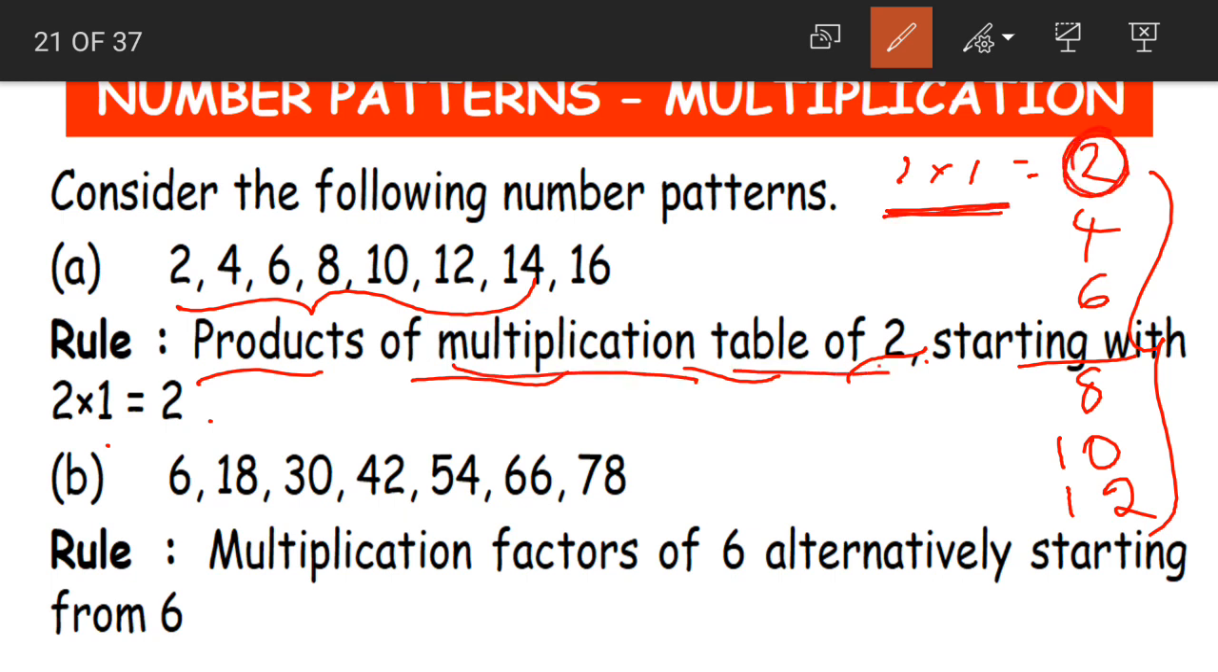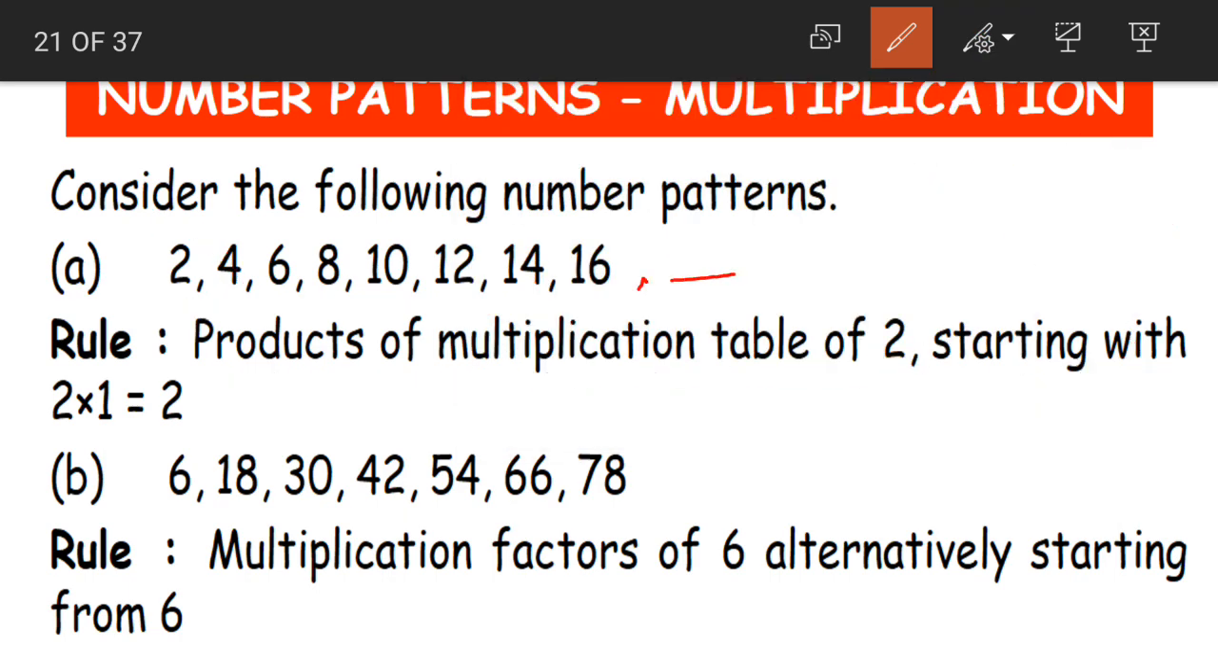Product is the answer of multiplication, right? So we are writing what? Product of multiplication of table 2 starting with 2 ones are 2. So if they ask you to write which number comes next in the pattern, what should you write here? This is 2 eights are 16. Next, 2 nines are what? 2 nines are 18, and then we'll have 2 tens are 20.